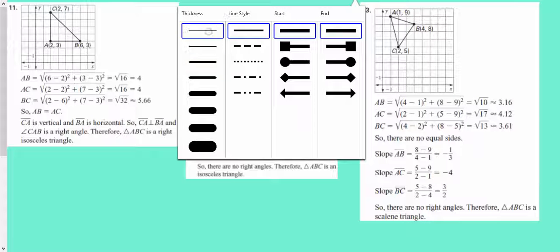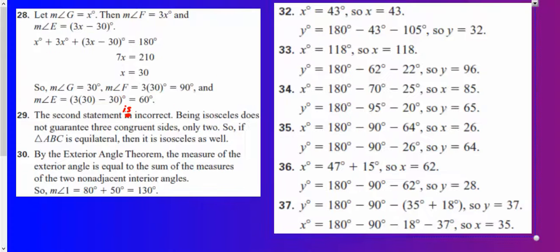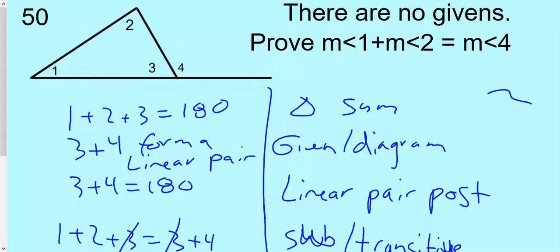So if you have questions on those, please see me. And a lot of the other stuff was a lot more straightforward, just triangle sum and the exterior angles theorem. You may have done these problems a little bit differently. If you did, that's okay. They're pretty straightforward. It's just a bunch of algebra.